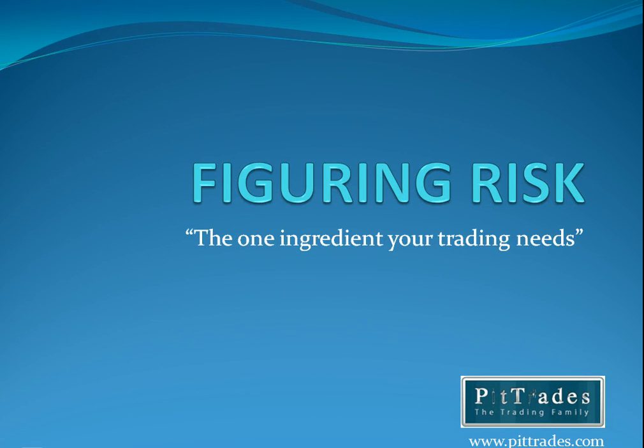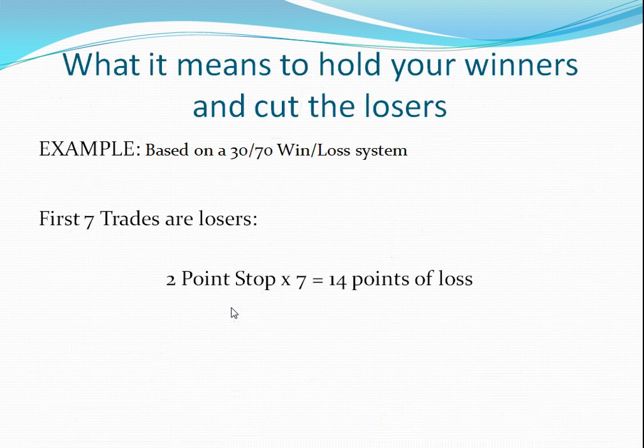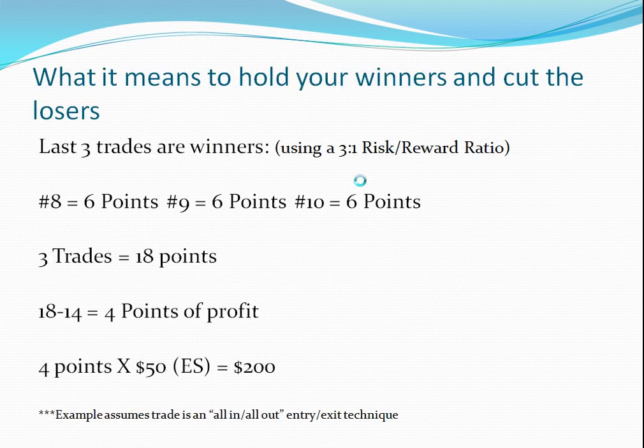In this series we've been talking about figuring risk. In video 1 we talked about why it's important to understand risk and reward and why you need it in your trading. We also talked about knowing your product. And we also gave you an example of what it means to hold your winners and cut your losers. And we showed that even on a 30% win ratio, we're able to make money with good risk-reward measures.